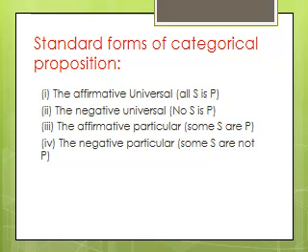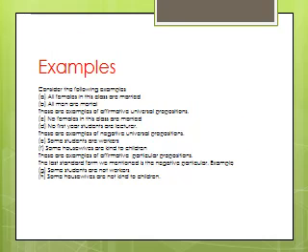A categorical syllogism usually contains 3 terms, and each term appears twice. All men are mortal, which is the major premises. Socrates is a man, which is the minor premises, and therefore Socrates is mortal, which is the conclusion.